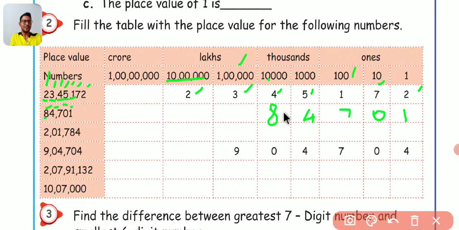4 7 0 1. So 4 is in which place? Thousands place. You can also check: ones, tens, hundreds, thousands. You see, 4 is in thousands place, and 7 is in hundreds place. So I'm going to find the first number's place: ones, tens, hundreds, thousands, 10,000, lakh. So 2 is in lakh place, so you write 2. This is the place of 2.